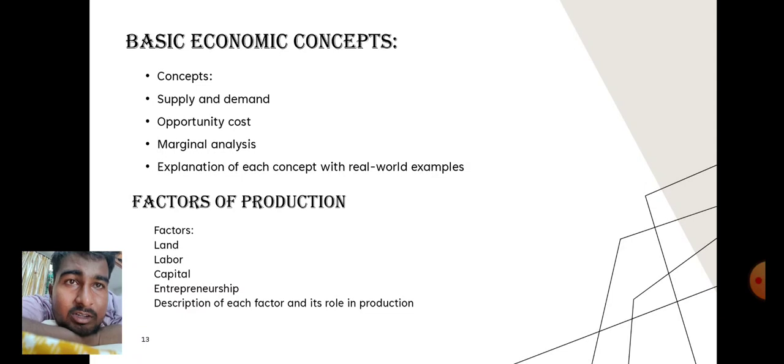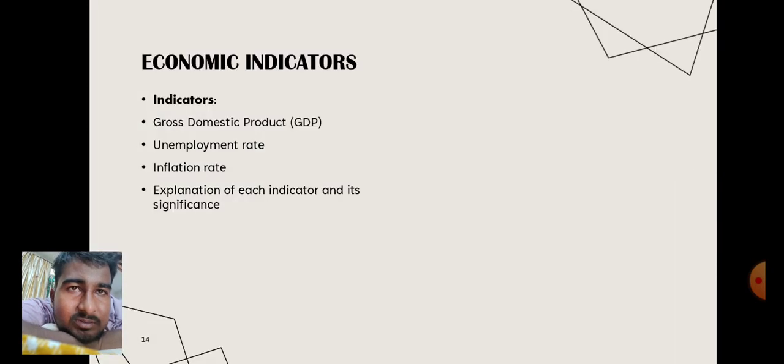Basic economic concepts: supply and demand, opportunity cost, marginal analysis. Explanation of each concept with real world examples. Factors of production: land, labor, capital, entrepreneurship. Description of each factor and its role in production.